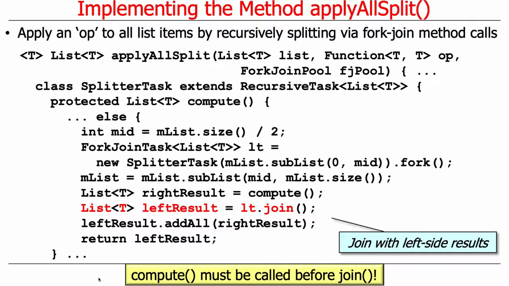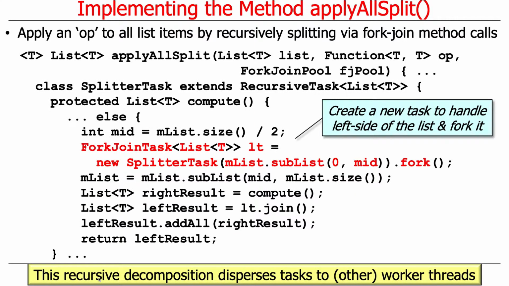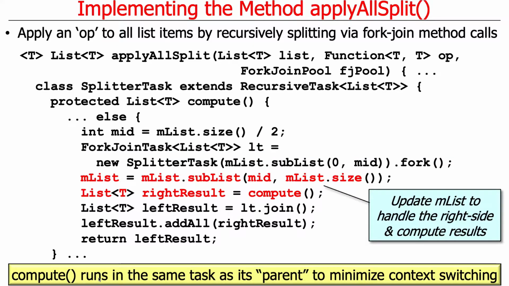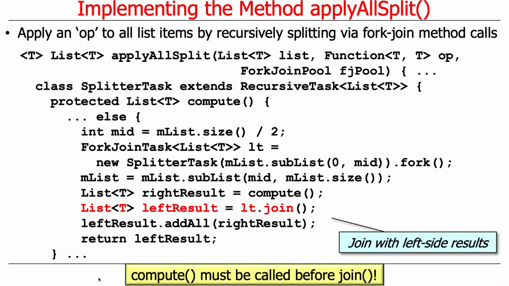with the left-hand side. And hopefully, while we've been sitting here happily computing away, this left-hand side has been taken off the deck by some other thread in the worker pool, has been stolen, and it's going to go ahead and process that thing. So hopefully by the time we get done with compute here, the left-hand side will be done, and so left-hand lt.join will return quickly. And notice that compute must be called before join. We can't be joining before we finish computing, otherwise it wouldn't make any sense. We wouldn't get any parallelism happening here.